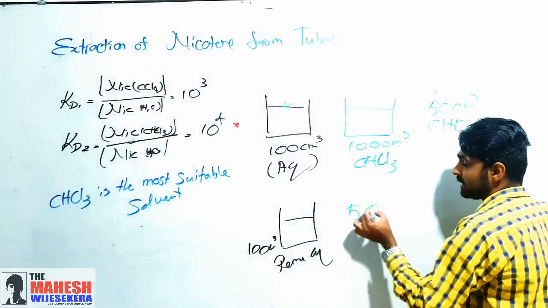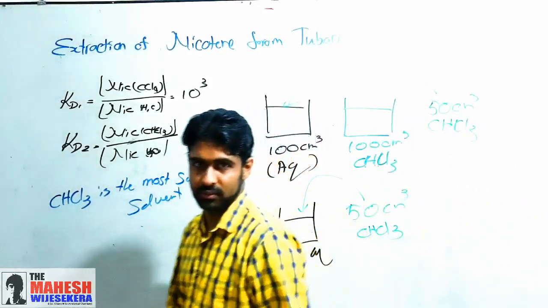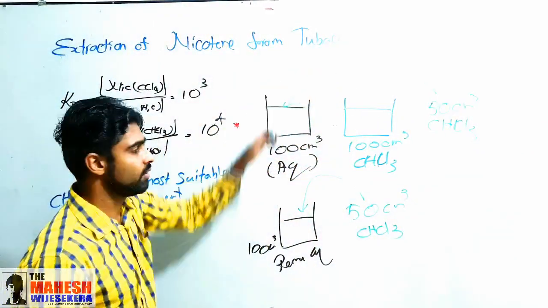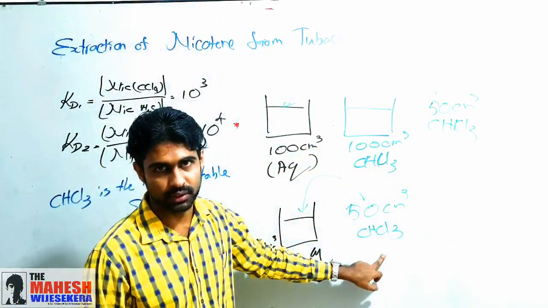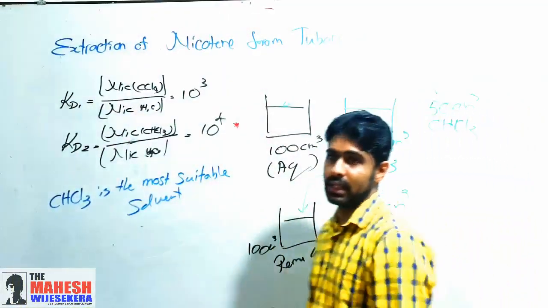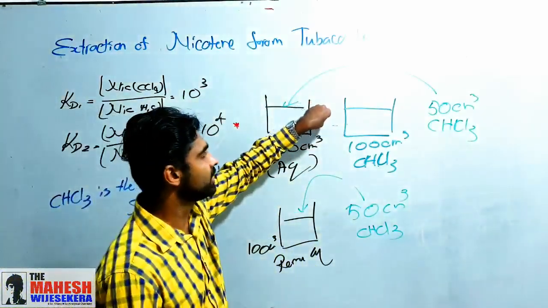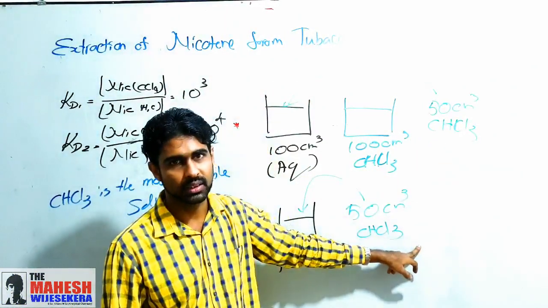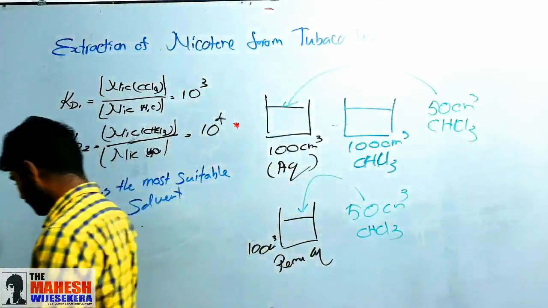Then we add the remaining 50 cubic centimeters of CHCl3 into this and extract. Rather than adding everything at once, we add that entire volume as two 50 cubic centimeter portions. Once you do so, you can extract more nicotine. If you add it at once, you get less, but if you add them as parts, you can extract more.